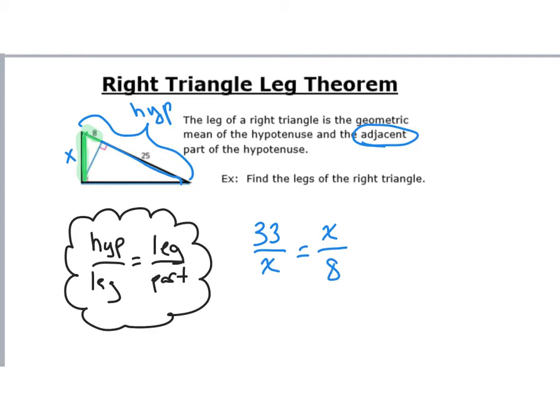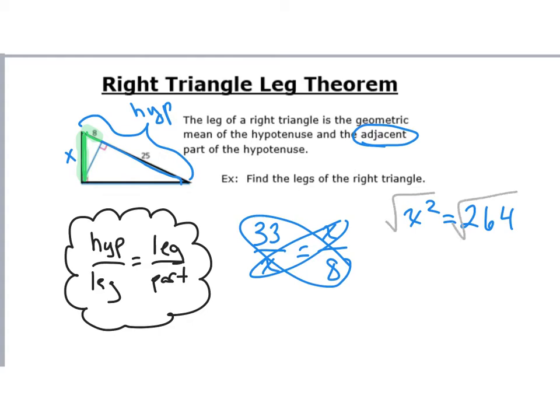So then what I want to do is cross multiply x times x and 33 times 8, so I've got x squared equals 264. I square root to get just x because that will cancel out the square. And x equals the square root of 264, which is 16.248.